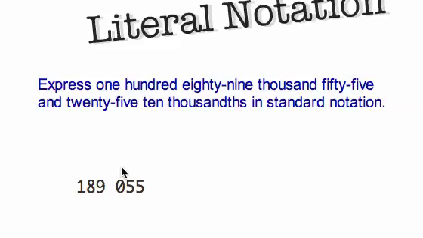We have 0 hundreds. So we have 189,055 and 25 10,000ths. This is 25 hundredths. This is 25 thousandths. 25 10,000ths.